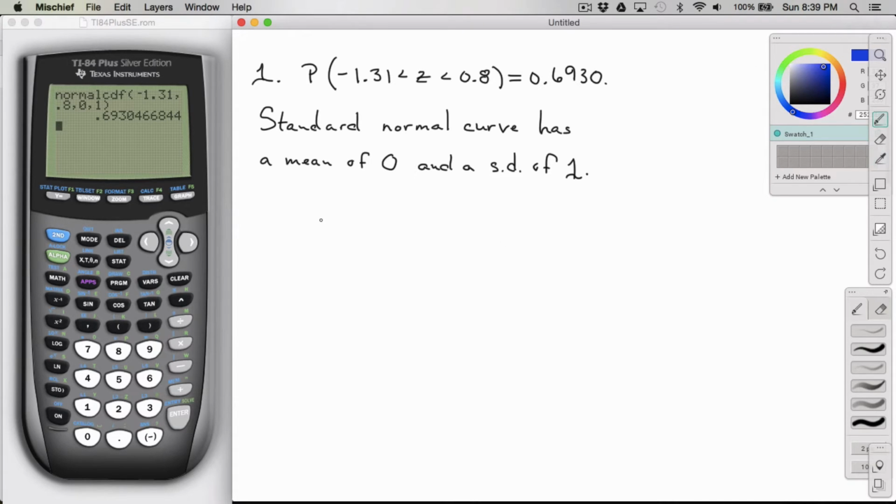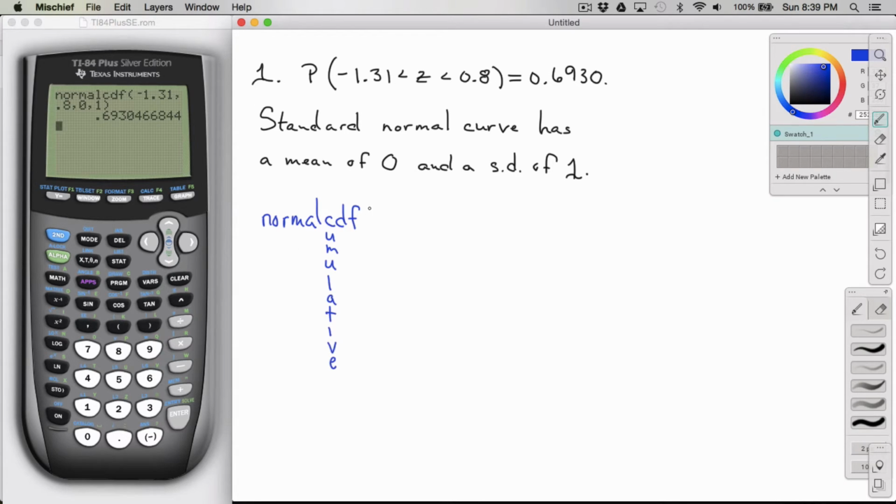Now let's take a moment before we go on, and I want to write down our syntax because that's really the key to getting these answers right. Our syntax is normal CDF, not PDF. CDF, the C right here stands for cumulative, because you're adding up pieces underneath the curve.